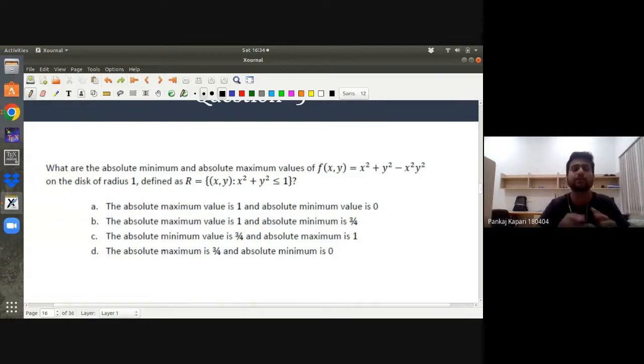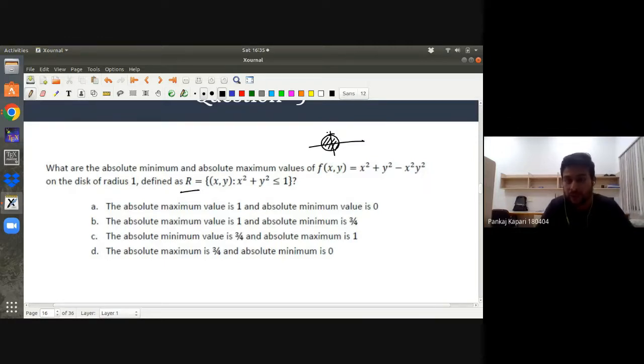Again, we have to find the absolute minimum and absolute maximum of the given function in a certain domain. The domain is given as R, a disk of radius 1. So on the plane, draw a circle of radius 1. The whole inside is the domain of the function, so x and y can take values from this disk. We have to find the largest and the minimum value of the function in this particular domain.